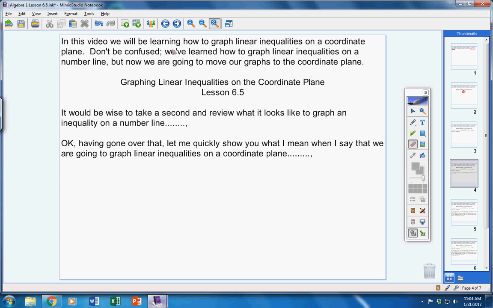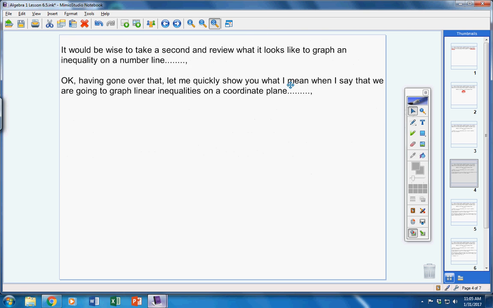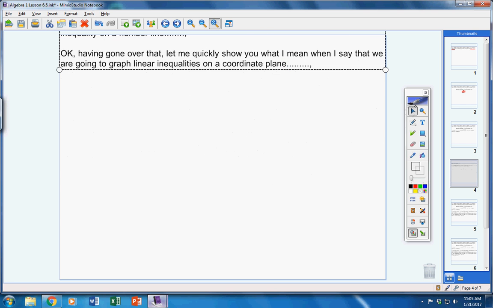But now that's going to change. So having gone over that, let me quickly show you what I mean when I say that we are going to graph linear inequalities on a coordinate plane, okay? You do not need to take notes on this at all. You can just watch, okay? If you want to take notes, that's fine. You don't have to. I would encourage you to just watch.